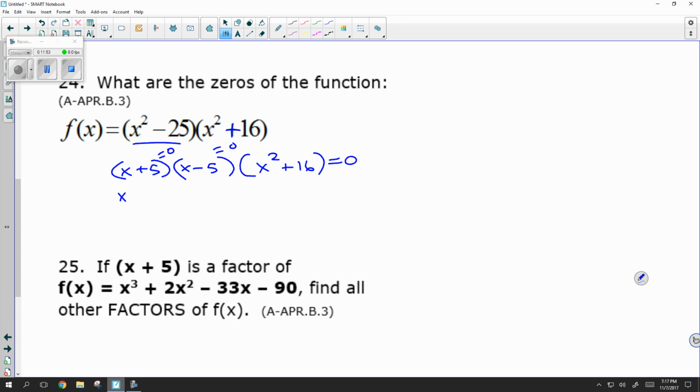So for these ones that are first degree, just solve them like a regular. So x equals 5, x equals -5. This last one we have to actually do work. Subtract 16, got x squared equals -16, square root, and then x equals plus or minus 4i.